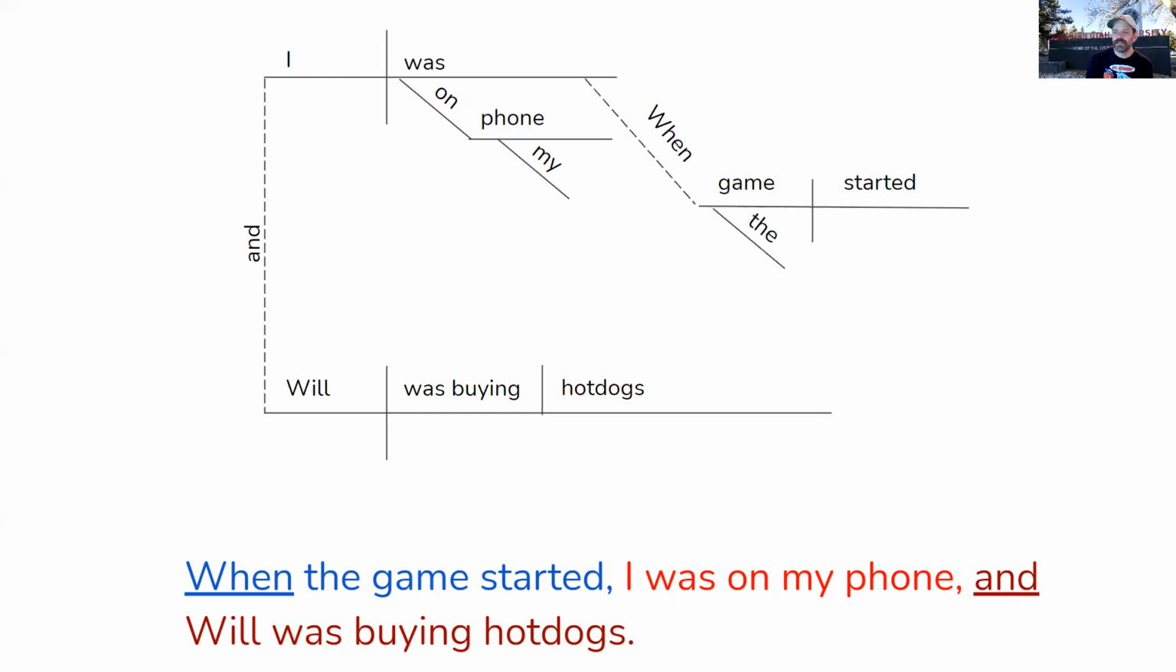So we can put that dependent clause coming off of the verb. We could do it either verb. We could do it the verb of Will was buying hot dogs, or we could do it on the was, on my phone. Either is fine. And we just show there that it's got its subject, the game, and its predicate, started, but it's linked with that subordinating conjunction.